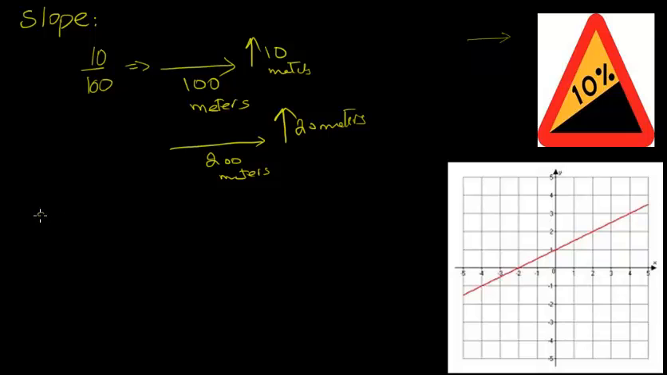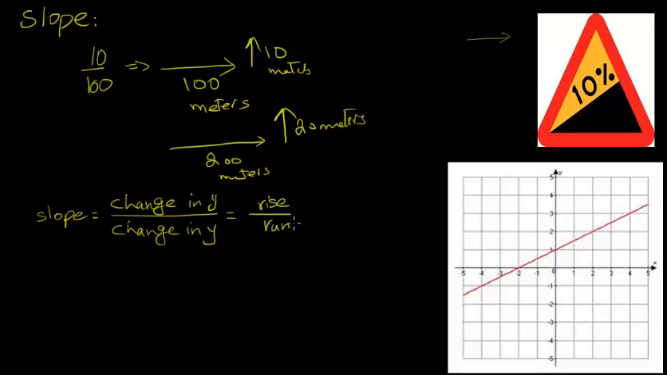So a slope is defined as change in y over change in x, or some call it rise over run. Also, it's shown as capital delta y over delta x. A slope is represented by m. So slope is the changes in y over changes in x.